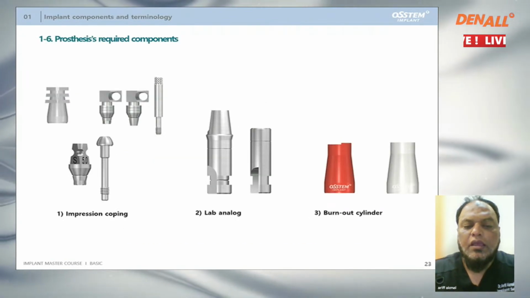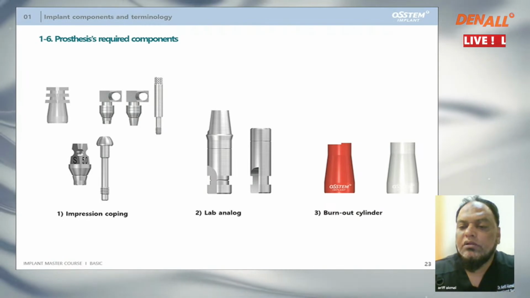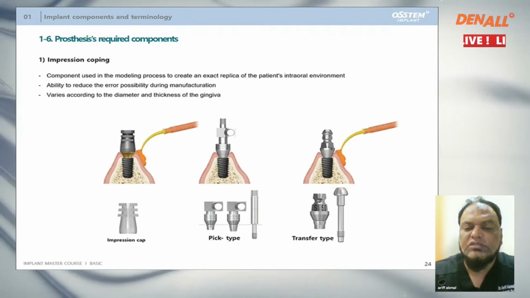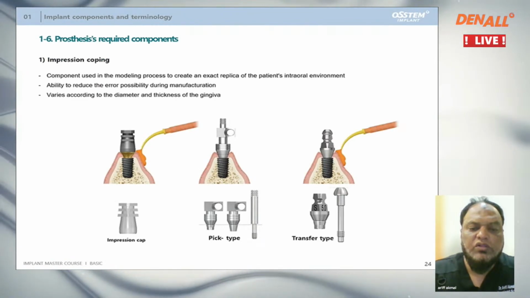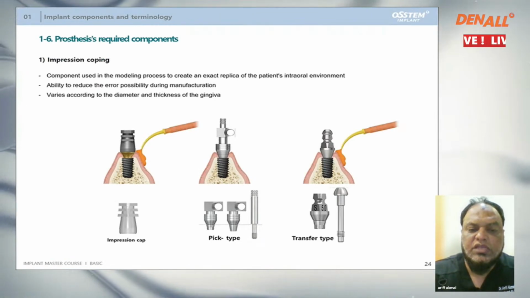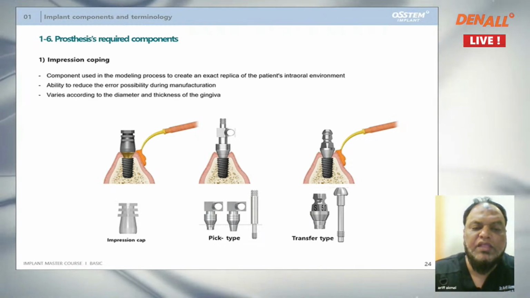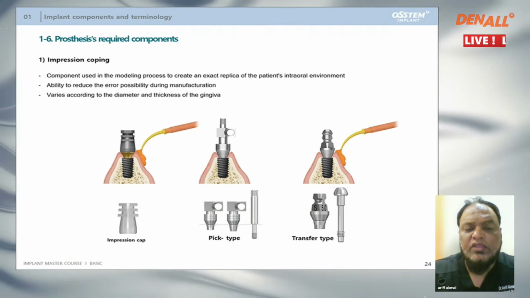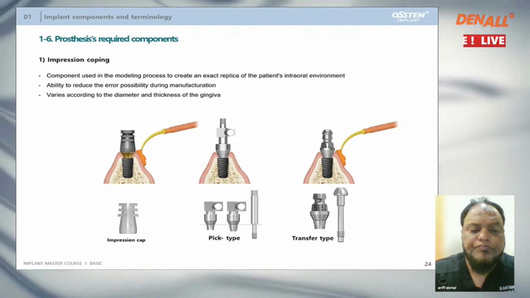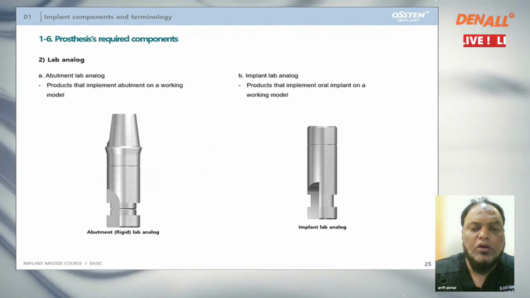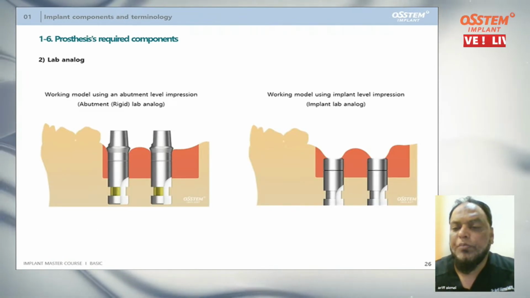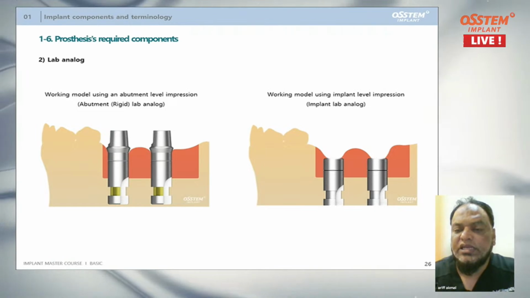So these are the impression copings. Once you see the case, you'll analyze it. Then you have the lab analogs and the burnout cylinders. And this is how the impression is taken with the closed tray, rigid abutment with a cap, the snap-over, and then the open tray and the closed tray. Then we have the lab analogs, with which we transfer the impression coping with the lab analog to the impression and then send it to the lab.